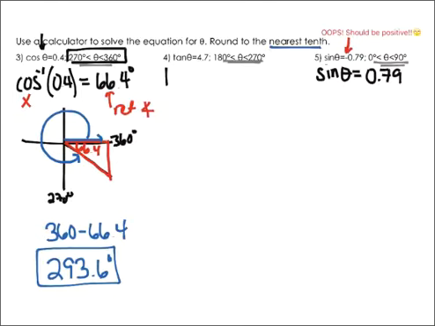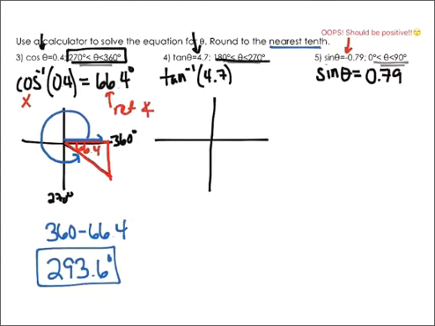I'm going to get the calculator out and do arctan of 4.7. Do notice that tangent is positive here. Tangent will only be positive in either the first or the third quadrant because remember it's y divided by x, sine divided by cosine. So either x and y have to be positive or x and y have to be negative. So I'm going to draw my xy axis.